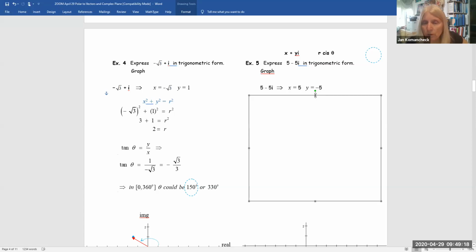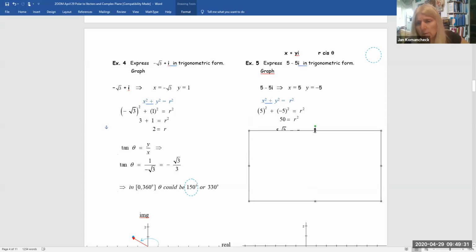So what am I going to try to find first? Well, we've got to find r. X squared plus y squared equals r squared. 5 squared plus -5 squared. 25 plus 25 is 50. Taking the square root of 50, which is simplified into 25 times 2, my r is 5 radical 2. This stuff is not going to take you very long at all.